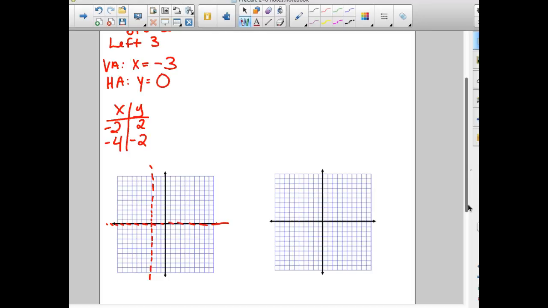Now, keep in mind that when you're graphing points, you are still going from the main x and y axes, right? You're not going from the new asymptotes. So -2, 2 is here, and -4, -2 would be here. So does that seem logical? It's pulled a little bit away from the original point, but it hasn't been reflected or anything, so we're still in basic quadrants 1 and 3.